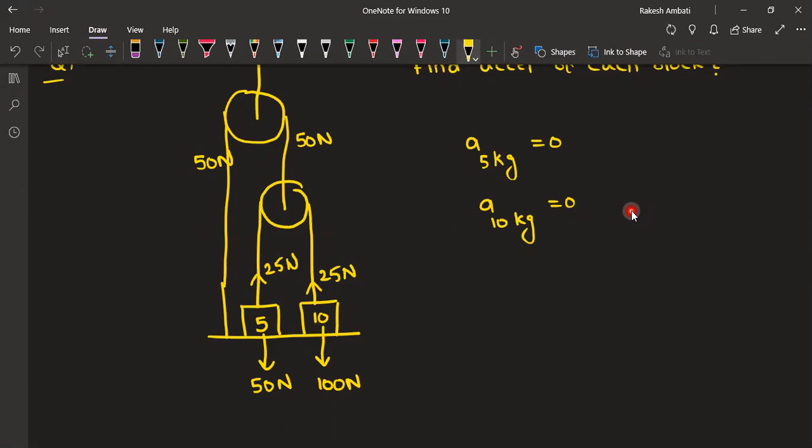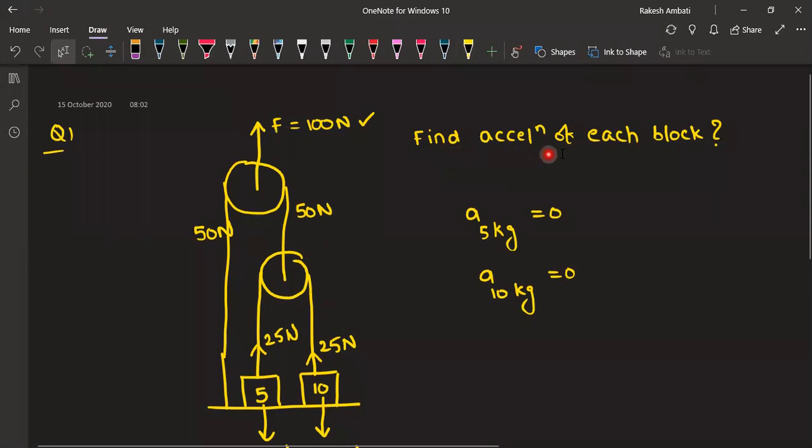So what is the question? We have to find the acceleration of each block. Now this block acceleration 0 and this block acceleration also equal to 0. Yeah, note down please.